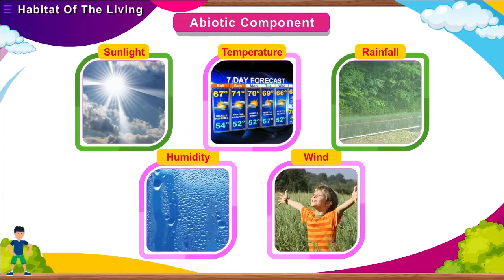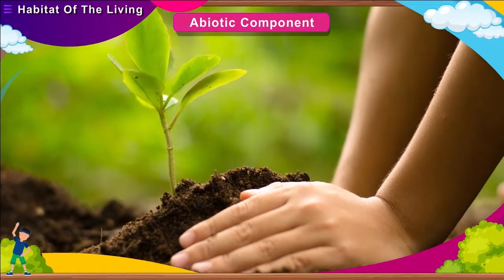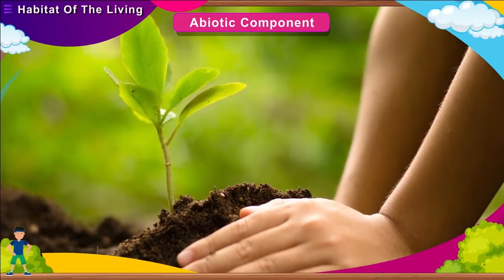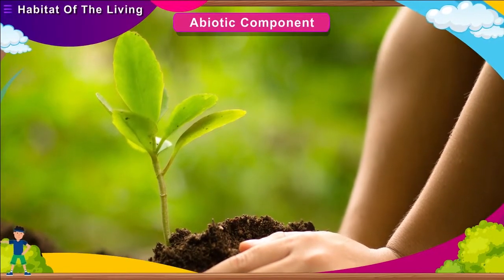The climatic factors like sunlight, temperature, rainfall, humidity, and wind, etc. are also part of abiotic components. Abiotic factors like air, water, light, and heat are important for the growth of plants and all living organisms.